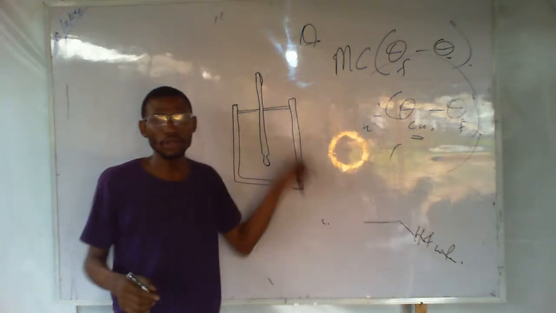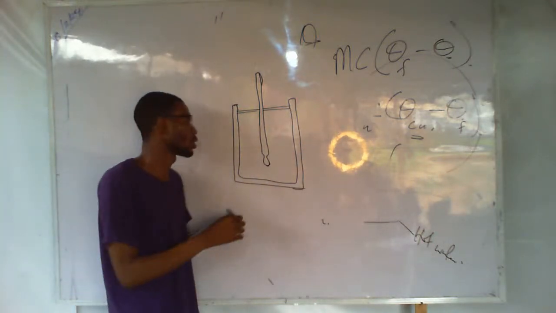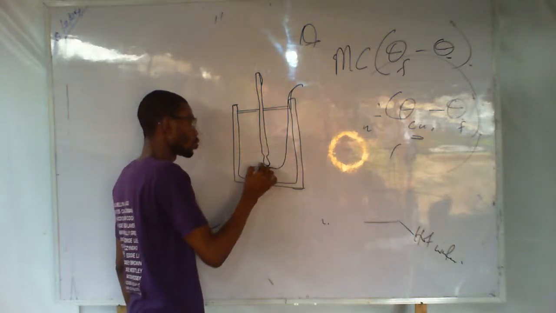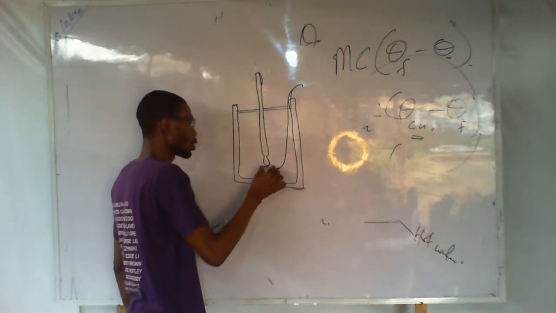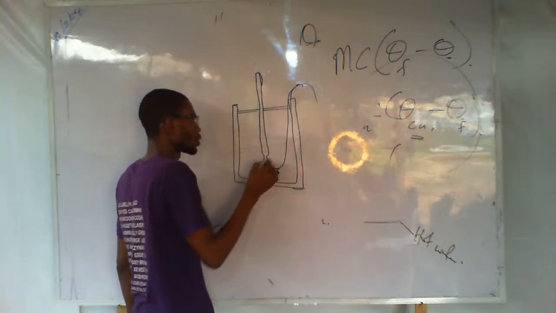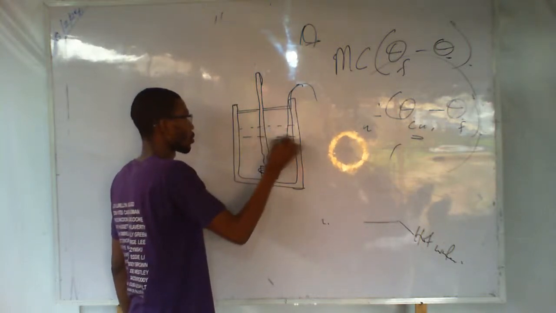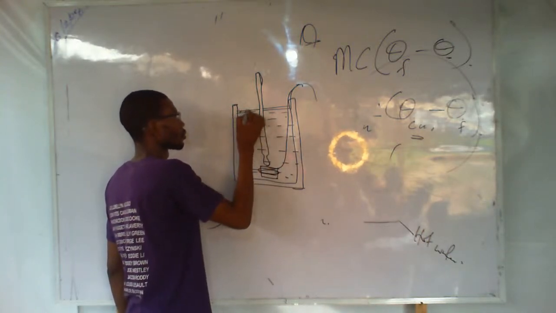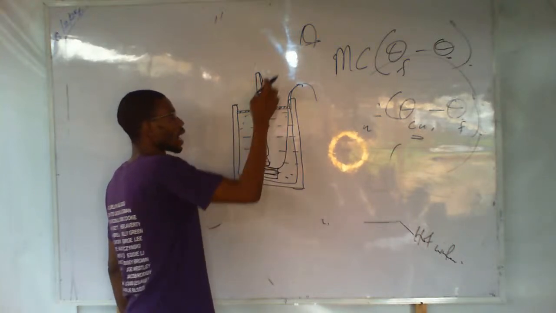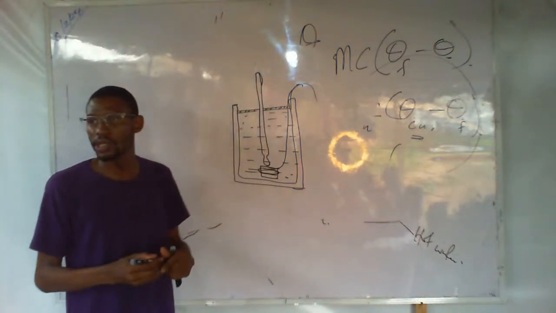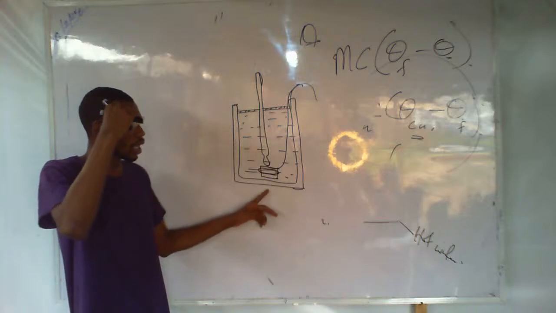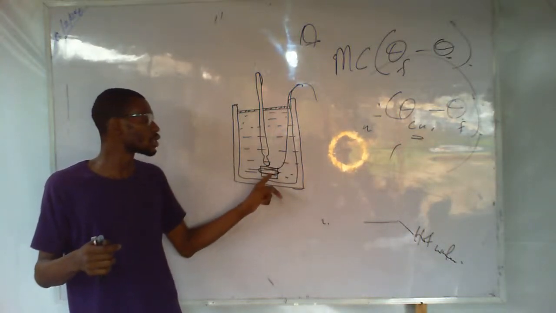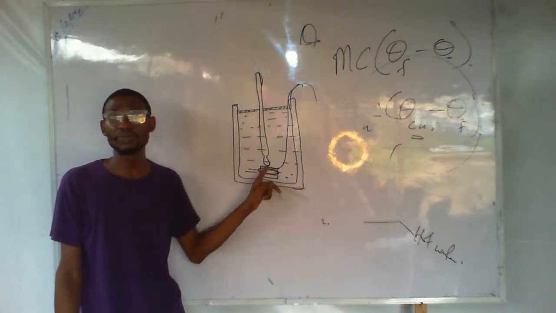So we are going to suspend our solid in there. So now we are going to suspend our solid like this. We just tie it with this. So this is our thermometer. This is our calorimeter. This is the solid with unknown specific heat capacity.